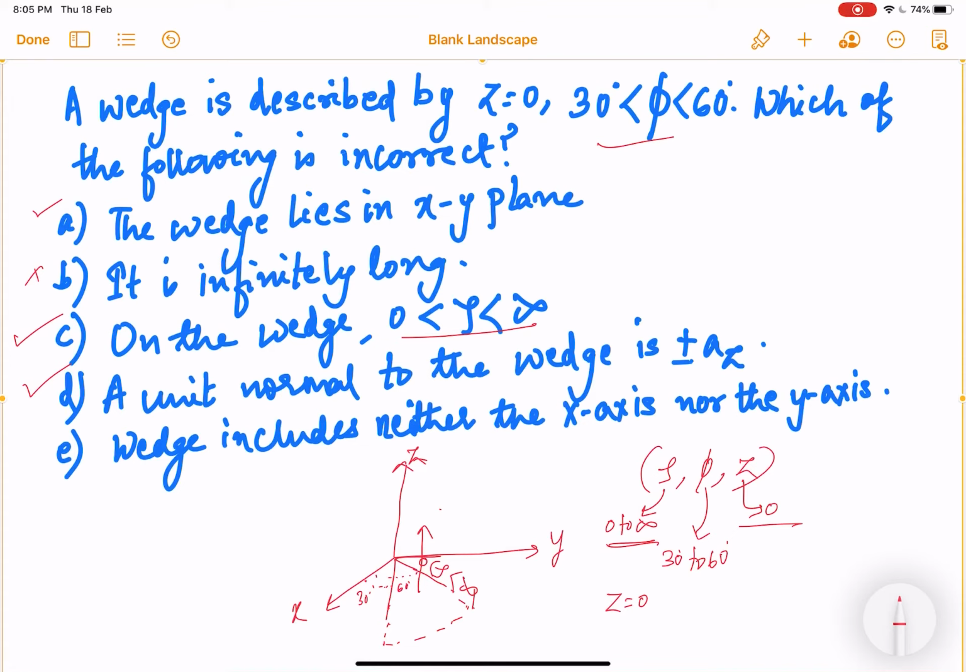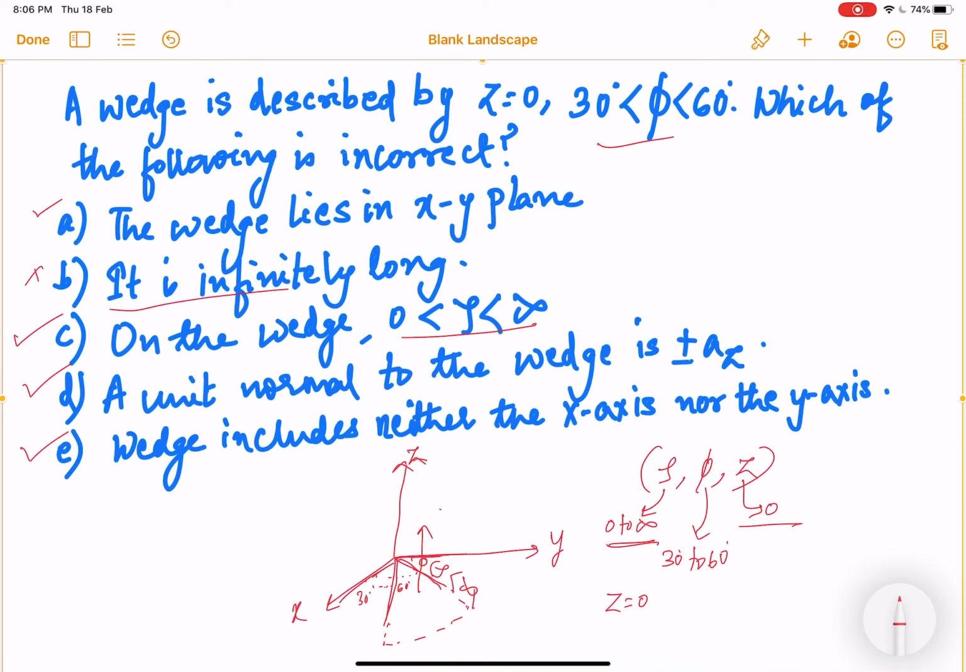Then it has written the wedge includes neither the x-axis nor the y-axis. Yeah, that's correct, because it doesn't include the axis. It's between phi equal to 30 degrees and phi equal to 60 degrees, so it's not touching the axis at all. So this is correct.